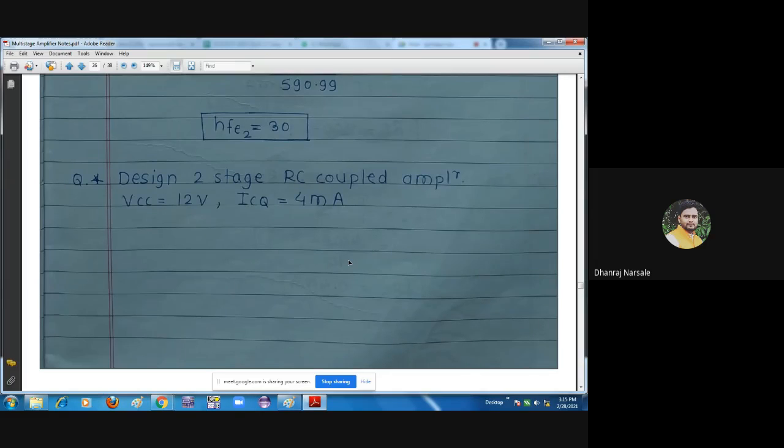Then the second instruction, regarding the scholarship form, I have already sent on the group. The last date for submission of the scholarship form is the 3rd of March 2021. Those remaining students who have not filled the scholarship form can fill and submit it up to the 3rd of March 2021.